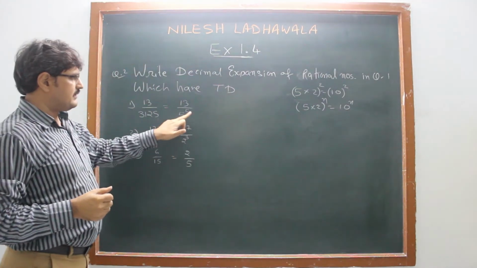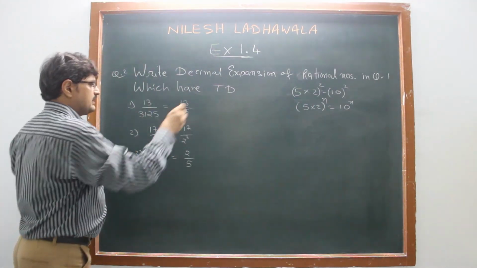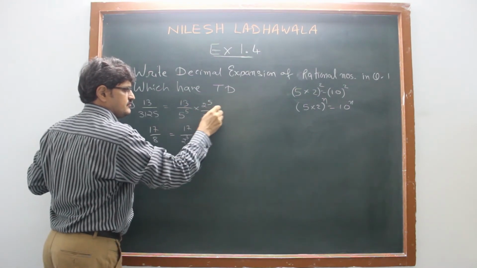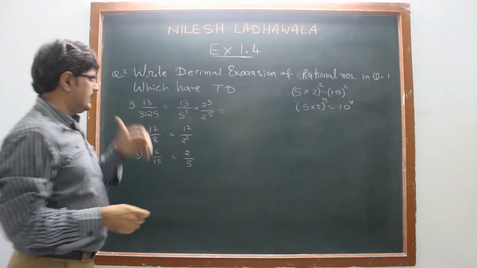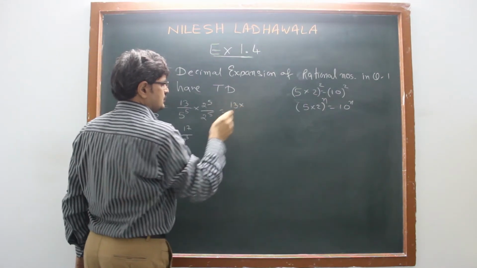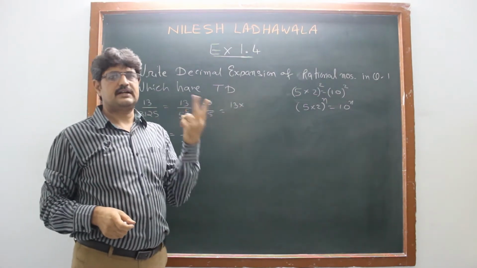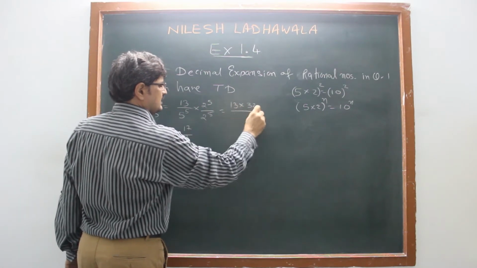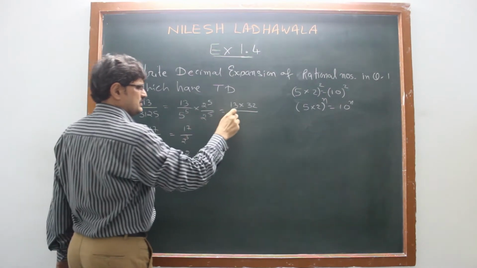So I have power of 5 as 5, so I will multiply it with 2 raised to 5. So in the numerator I have 13 into 2 raised to 5, that is 2, 2s are 4, 2s are 8, 2s are 16, 2s are 32. So it is 13 into 32 upon 5 raised to 5 into 2 raised to 5.